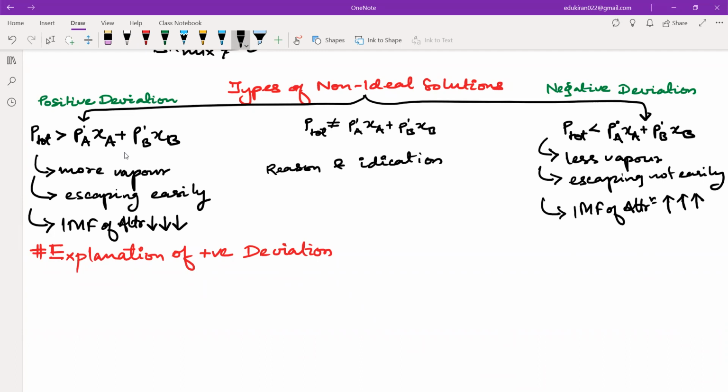One is known as reason, the other is known as indication. ठीक है, reason और उसके बाद क्या है, indication.